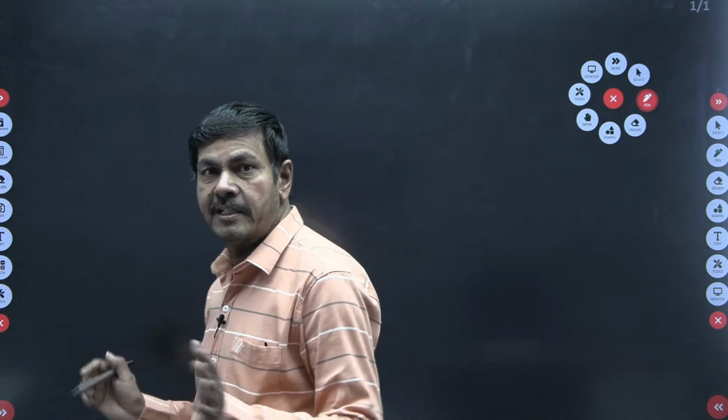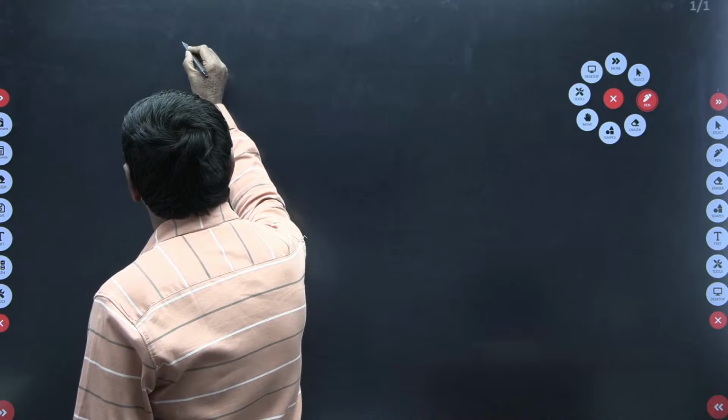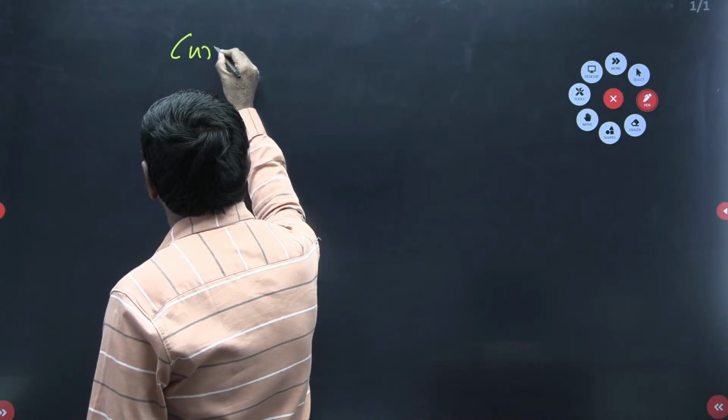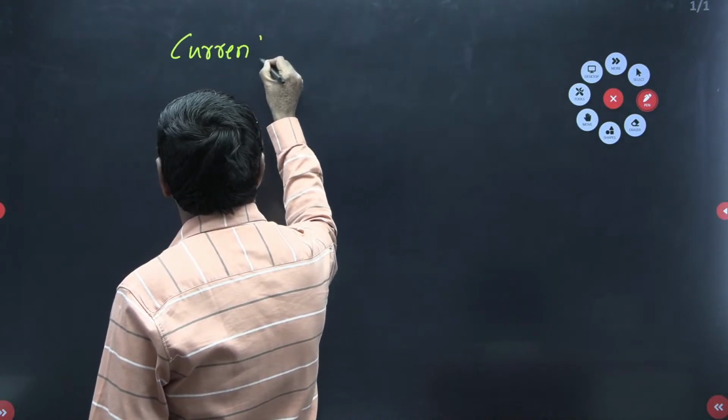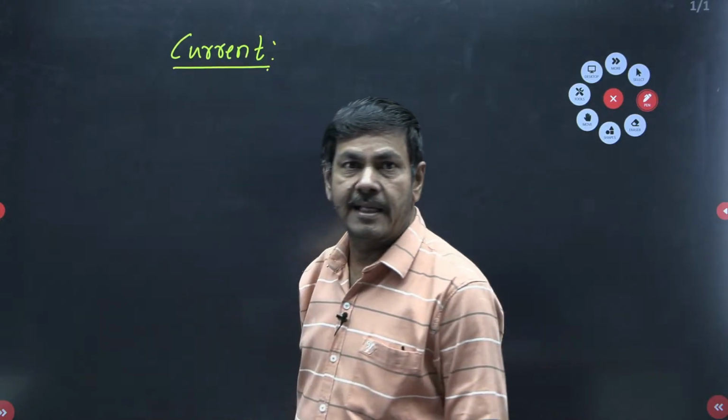The smart revision is done only through formulas. We should start from the basics. I would like to start from the current. How to define the current? Current or electricity, both are the same.